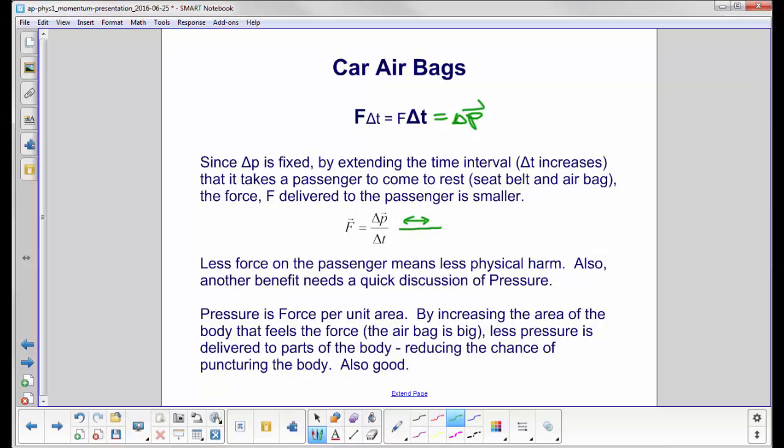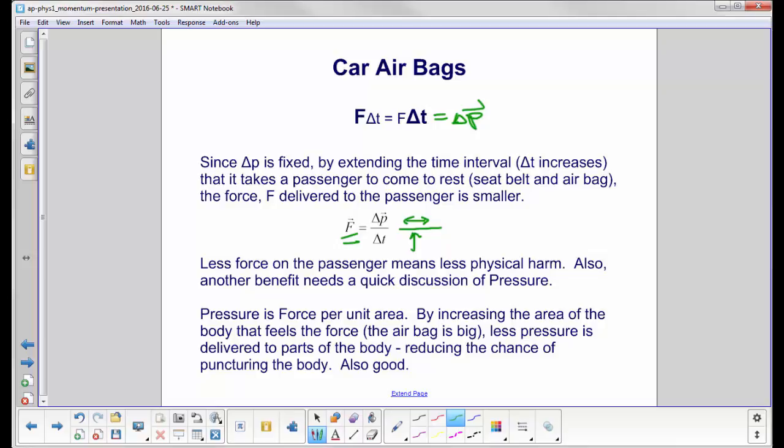Delta T, we've extended the time interval by using the seatbelt and the airbag. So delta T is going to increase. This is a handy little trick to see what happens to the various variables. If you increase the denominator, you decrease the entire number. So the force, and this is the force on the passenger, decreases markedly. That will mean less physical harm to the people inside the car.